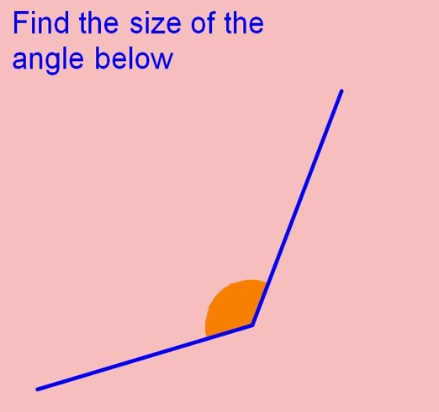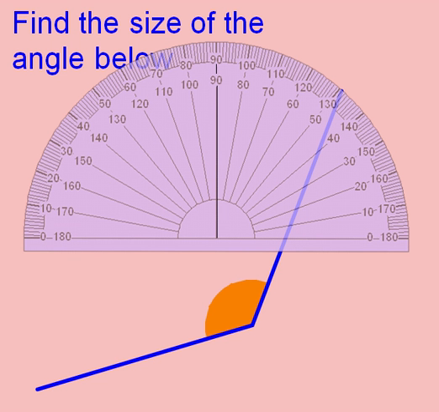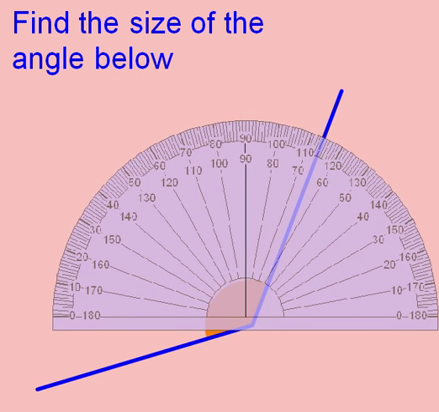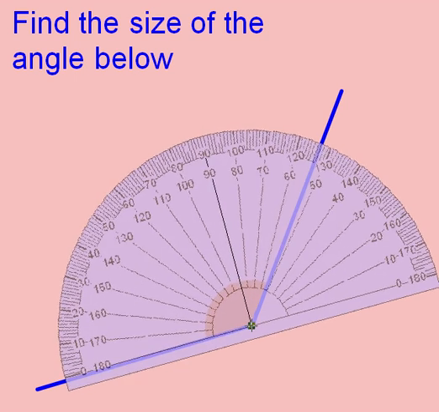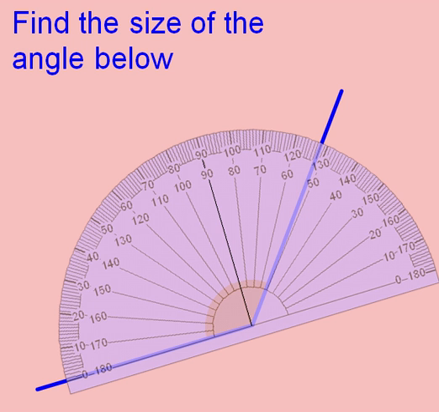I want to measure this angle now. First of all, I need my protractor. I need to move it into position. I now need to tilt the protractor so that the baseline lines up with the line of the angle. Now that my protractor's lined up, I can see that this time the 0 is on the outside scale, so I'm going to use the outside scale to measure the angle.